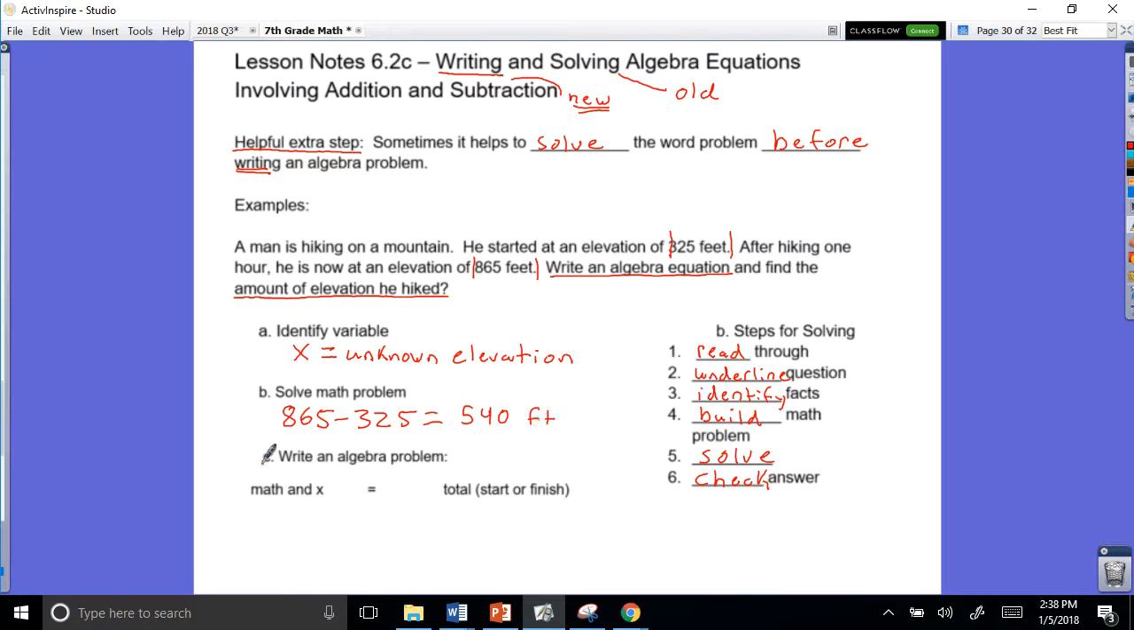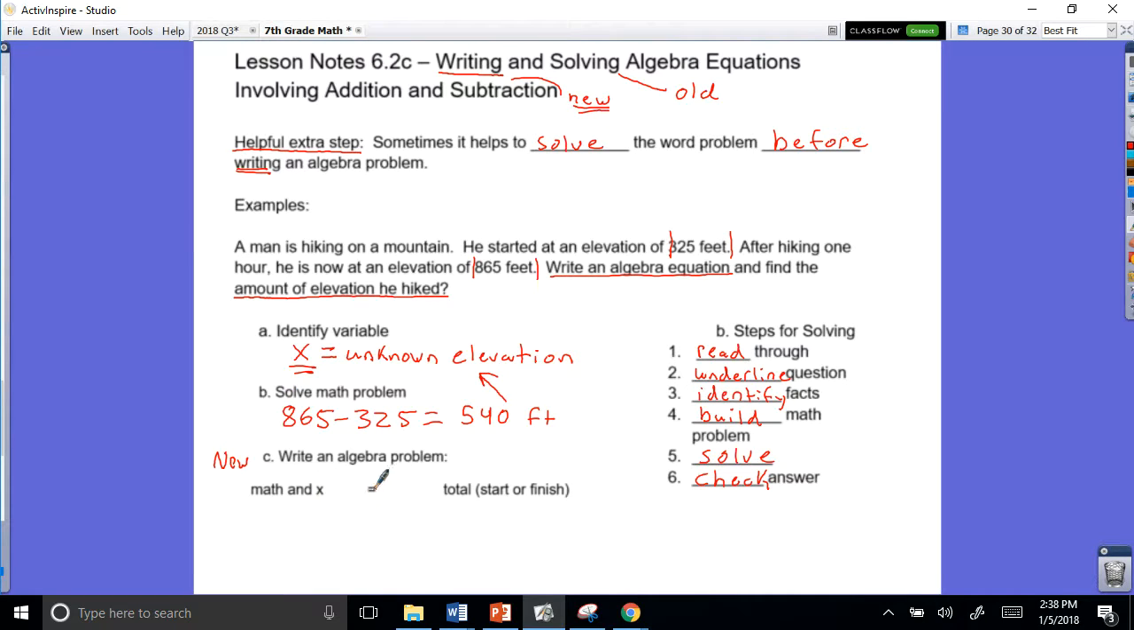Now we're going to get to the new skill, the new part here, which is C. This is the new thing we're learning. We're going to write an algebra problem. We've already found the unknown elevation. We already know it's 540 feet, but we're going to pretend like we don't know this answer, because we're going to use X to make our algebraic problem. And here's how you make an algebra problem.